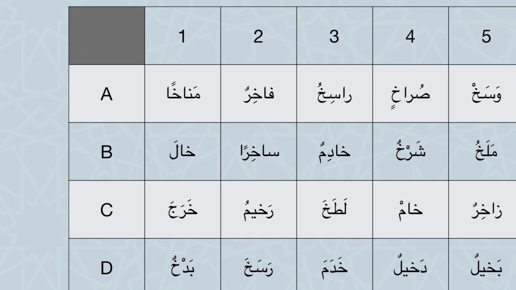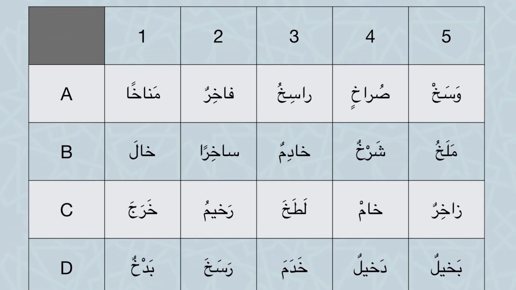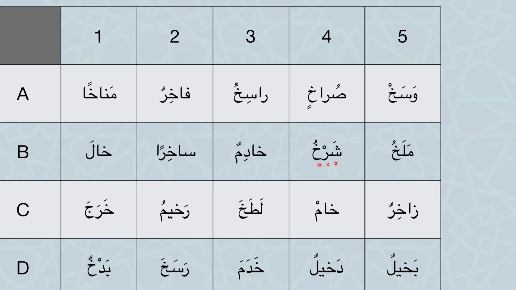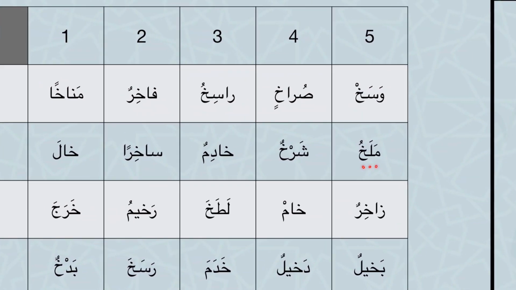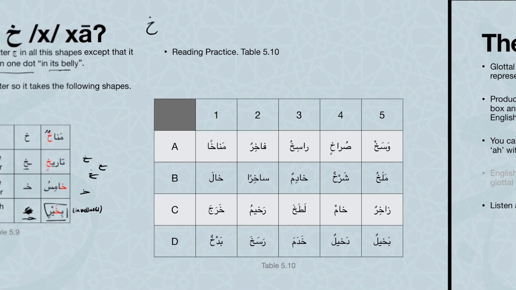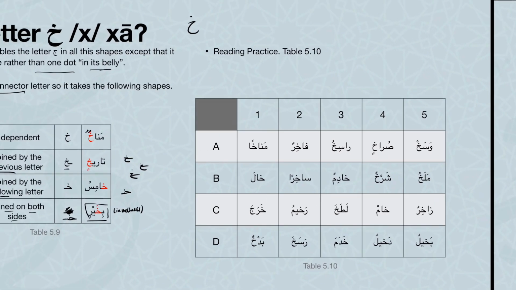خالة, ممتاز. There's تنوين فتحة. ساخرا, yes. خادم, ممتاز. شرخ, ممتاز. ملخ, ممتاز. Of course, we did not take the letter ha yet, so I did not use the most common word, which is ملح or milh. Maybe later on, when we take the letter, we would get to it. Thank you very much, Asma.